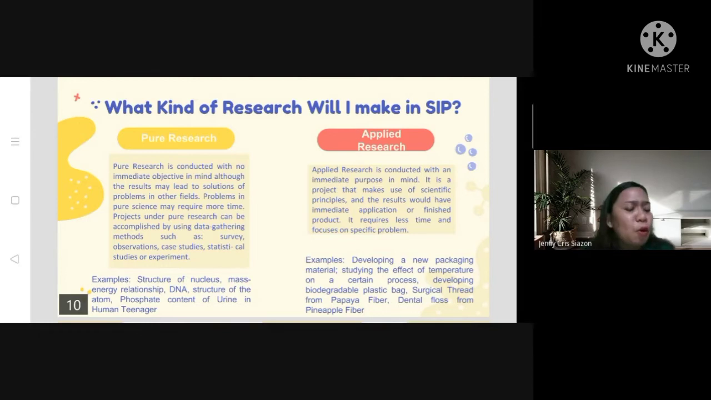Example, when you are going to develop a new packaging material for your product, that is already applied research. Okay? Because you're developing something, you're creating something out of nothing. So, ayan, no, ang pinagkaiba ng pure research and applied research.